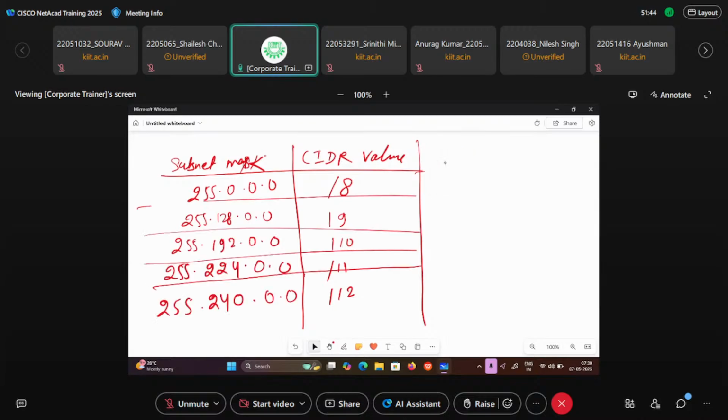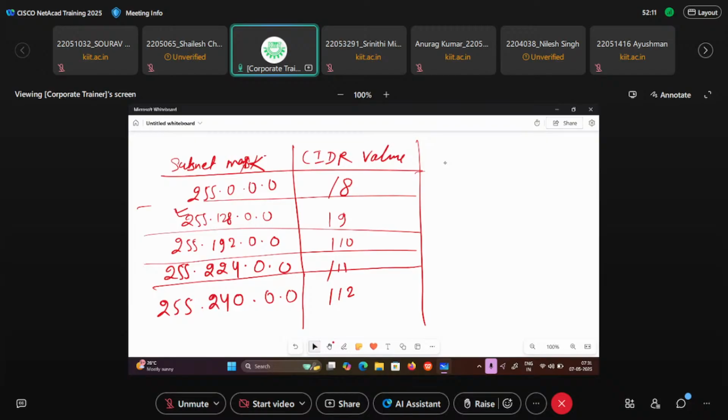Remembering is not very difficult. 8 bits of 1 is automatically 255, you all know that already. For /9, just 1 bit from the second octet: the first 8 bits of 1 are 255, and in the second octet 1 bit out of 8 becomes 1 and the rest of the bits are 0. So what is the value? 128. Like that way you can remember.